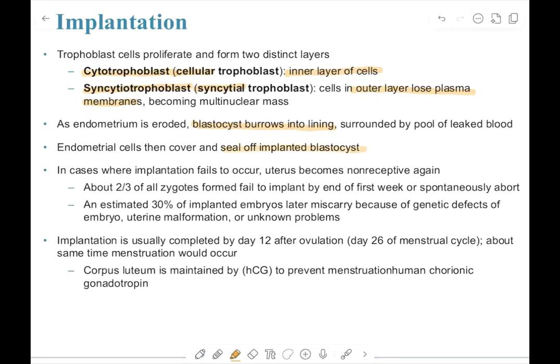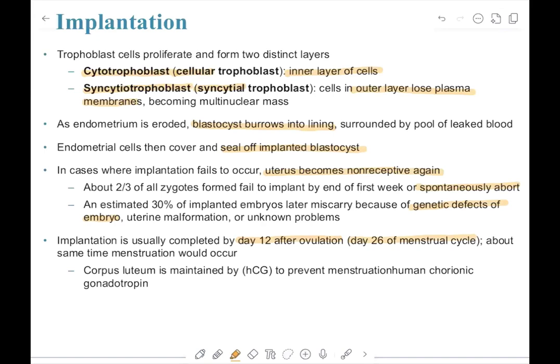In a few cases where implantation fails to occur, the uterus becomes non receptive again. What happens is about two-thirds of all of the zygote blastocysts formed fail to implant by the end of the week, and they spontaneously abort. About 30% of implanted embryos also later miscarry because of genetic defects of the embryo. Implantation is then completed by day 12 after ovulation, which would be day 26 of the menstrual cycle.